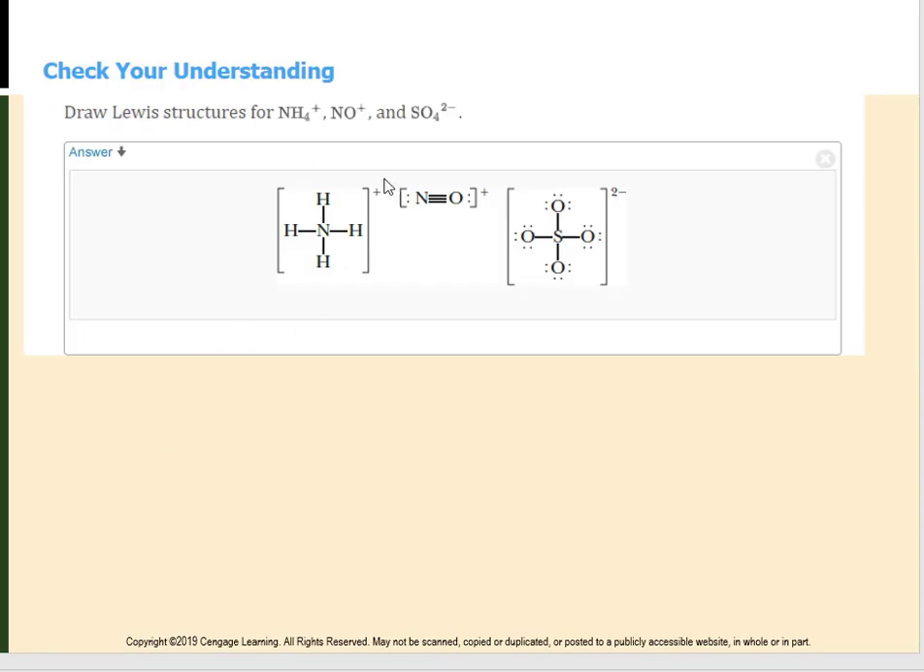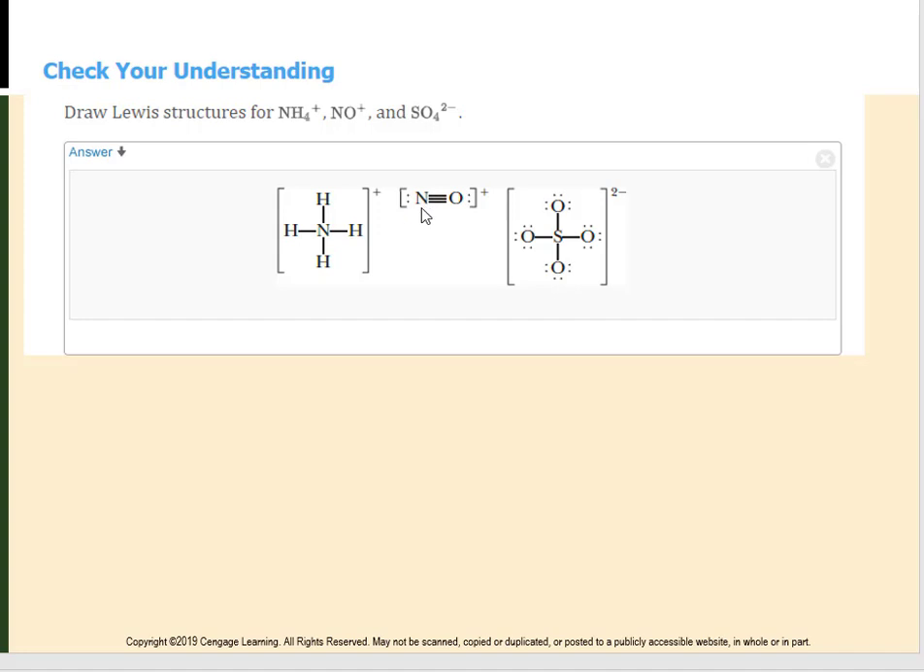All right, hopefully you have something that looks like these, with nitrogen in the center, 4 hydrogens surrounding it, and a plus charge. So that would give me nitrogen would normally have 5 valence electrons, minus 1 for the charge, 8 electrons, and therefore 2, 4, 6, 8, 8 electrons.